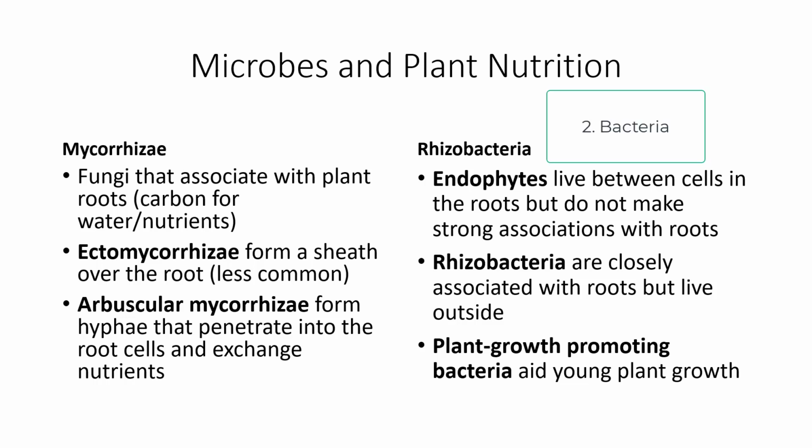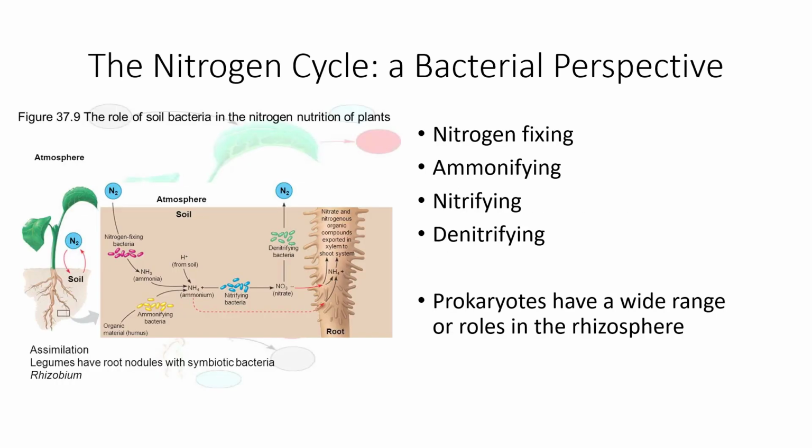Bacteria are also active. Endophytes live between the cells and the roots. They don't make strong associations with the roots. They just live there and do things, and they get a home. Rhizobacteria are very closely related to the roots, however, but they live outside of the roots and are just very closely associated, doing a lot of good things for the plant. Plant growth promoting bacteria are currently a new source of research of what types of species cause plants to grow faster. They aid young plant growth and are currently being researched as how you can just add PGPB and increase the rate of growth of Douglas fir plants, for example.